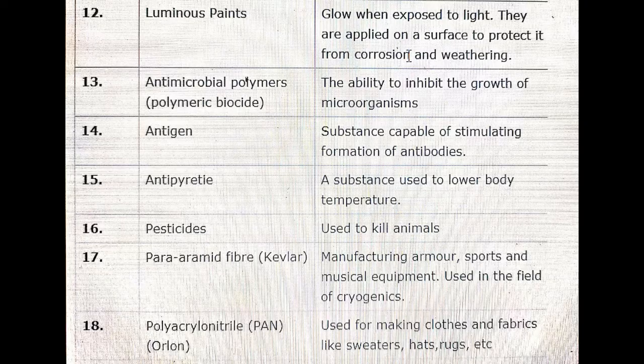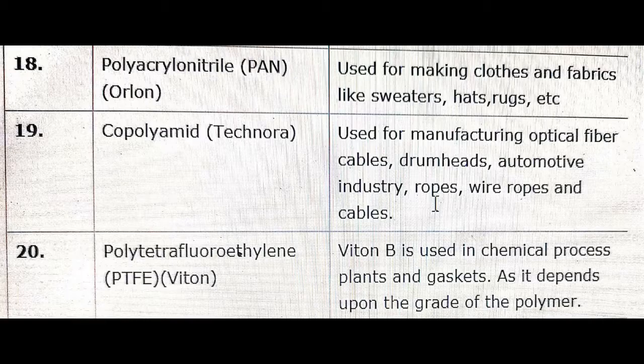Next is copolyamide. It is used for manufacturing optical fibers, cables, drum heads, the automotive industry, ropes and wires. Next is polytetrafluoroethylene, PTFE, that is Teflon. Teflon is used in chemical process plants and gaskets. It depends on the grade of the polymers.